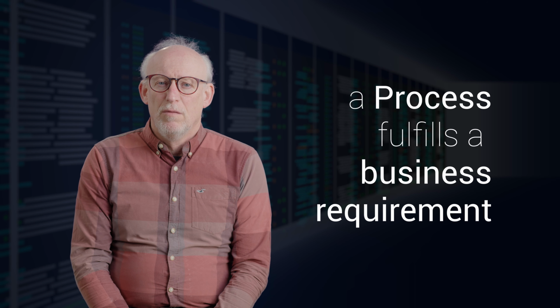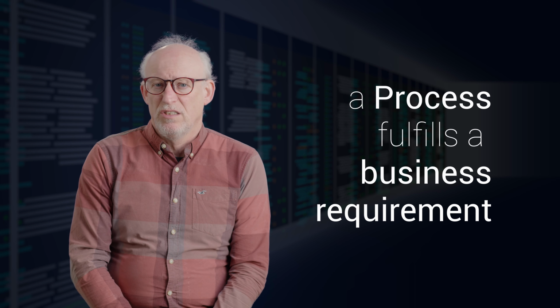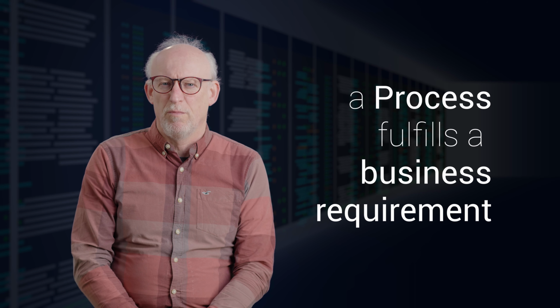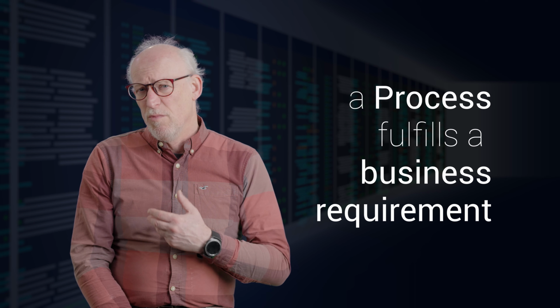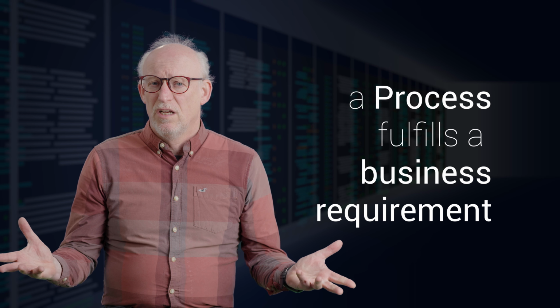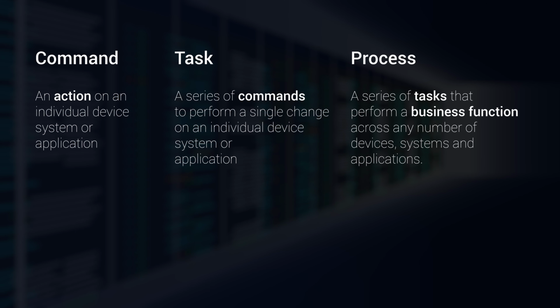So a process might be "provision this person into networking," which means that you've got to talk to Active Directory, you might have to talk to Infoblox, you might talk to ServiceNow, and you might talk to a bunch of routers and a firewall, for example, to allow rules through. So those are the examples of commands, tasks, and processes.